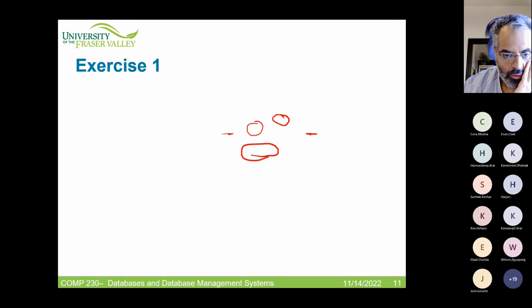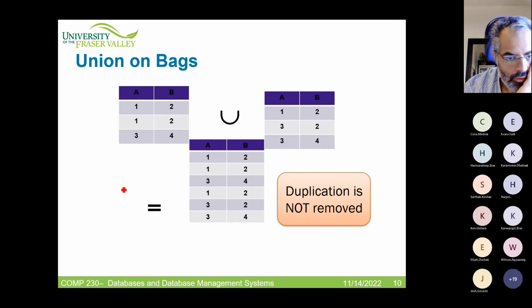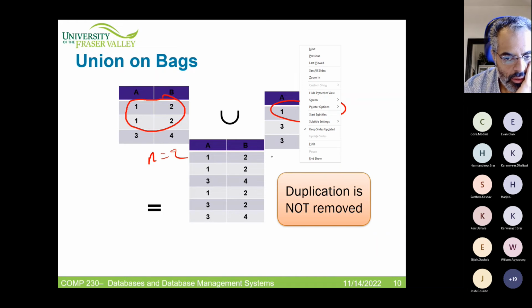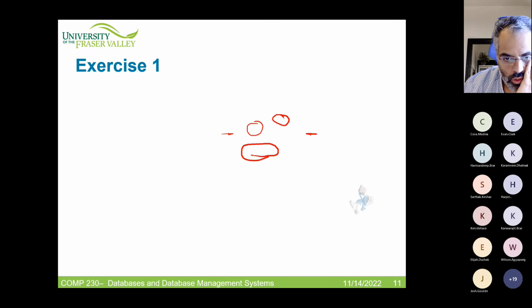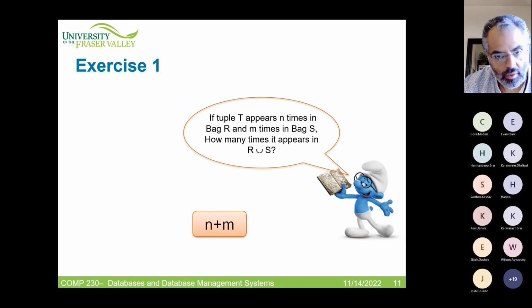Based on this example, let's take 1, 2. We have 1, 2 here 2 times, and we have 1, 2 here 1 time. So n is 2, m is 1. So it will appear 3 times here, which is n plus m. Thank you, Josh, and the others for the answer.